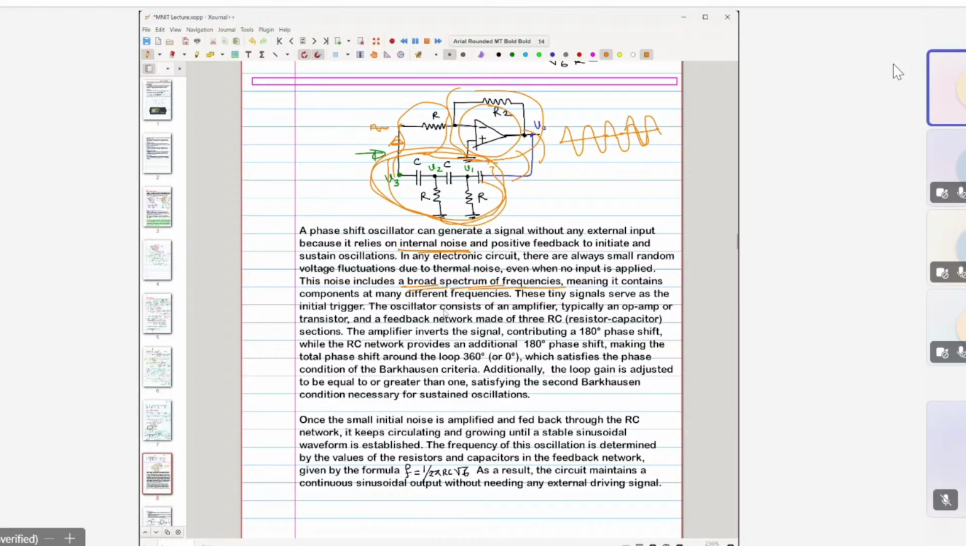The oscillator consists of an amplifier, right? Typically an op-amp or maybe also a transistor, and a feedback network, which is made up of these three RC networks.